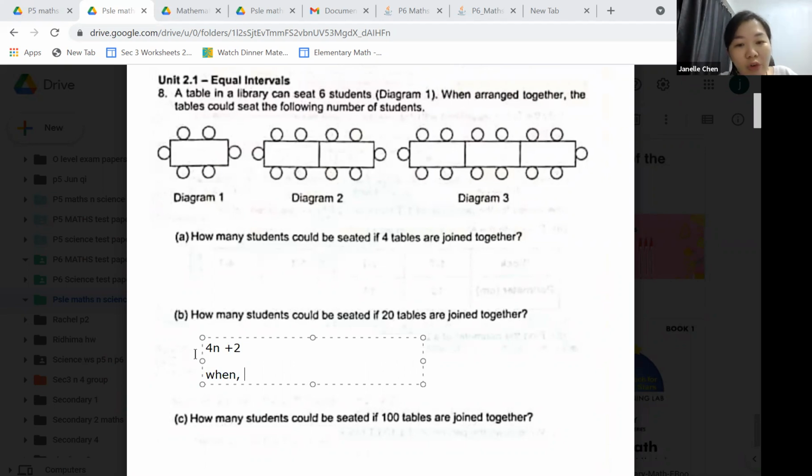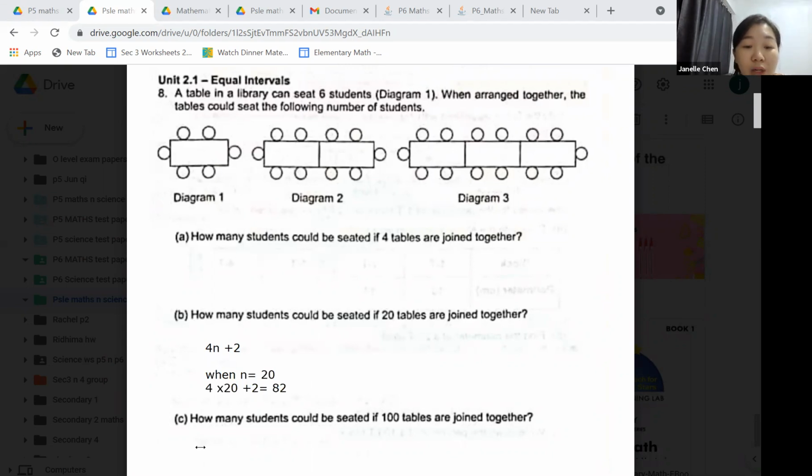So we have 4n plus 2. When we know that n, in this case, equals 20, because it's 20 tables, I will have 4 times 20 and then plus 2, and then straight away we get our answer, which is 82.